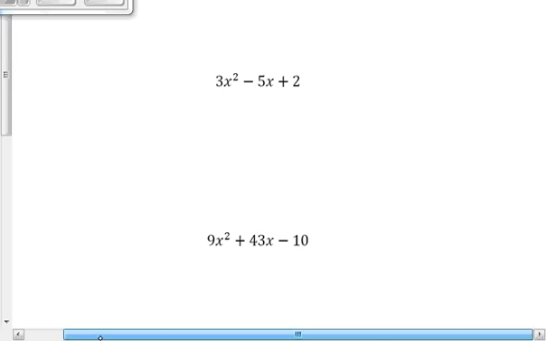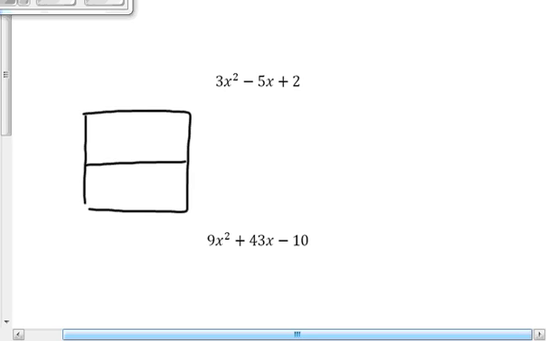Alright, so now let's look and see what happens when A is not 1. We can use the box method that we use for multiplying binomials. We can do the same thing, just backwards. We're going to draw a box. And the way it works is our first term goes in the first box. Our last term goes in the last box.